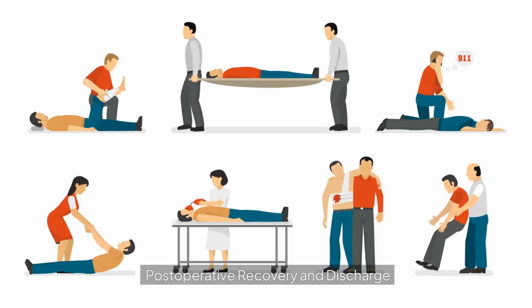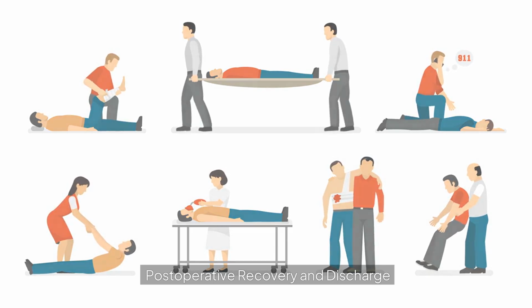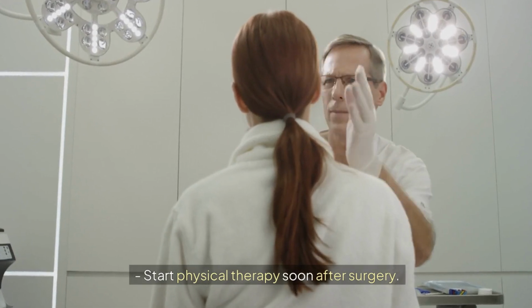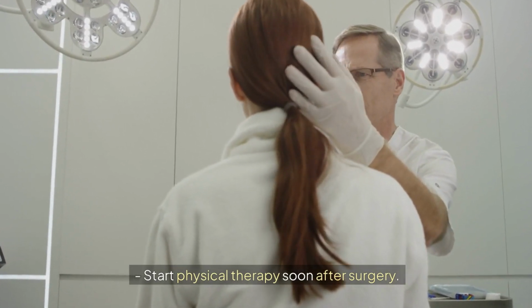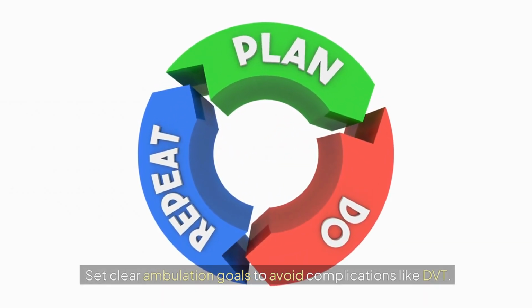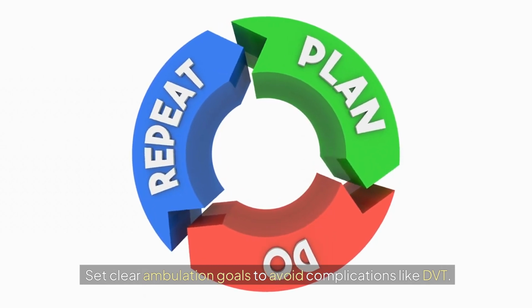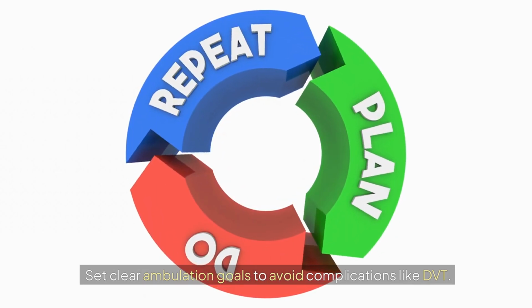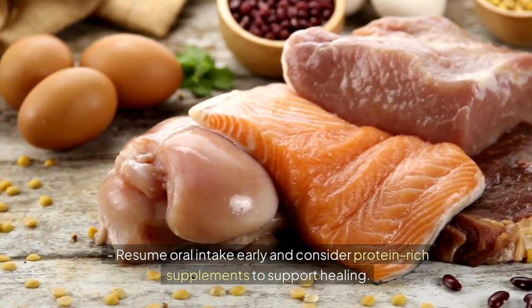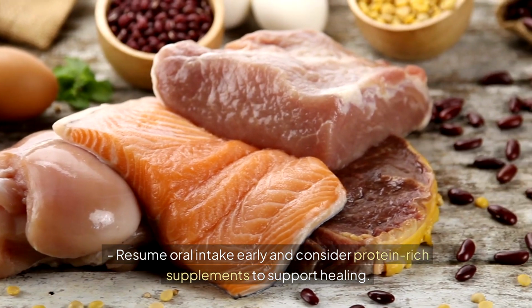So we want to focus on physical therapy as soon as possible after surgery, and we want to set clear ambulation goals, not only for the patient's more speedy recovery and to ensure muscle mass for the patients, but also to prevent complications such as DVTs. Lastly, we want to really focus on resuming oral intake as soon as possible and to consider protein-rich supplements in the postoperative period, again to support adequate wound healing.